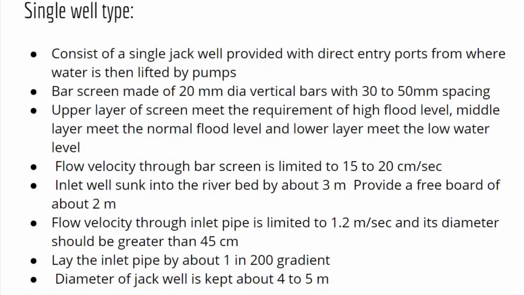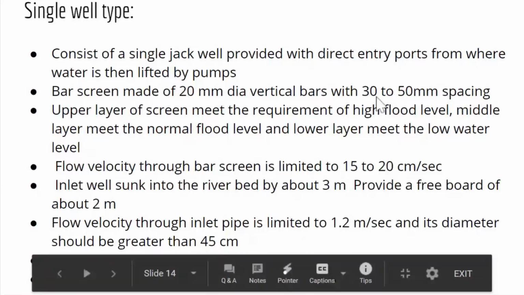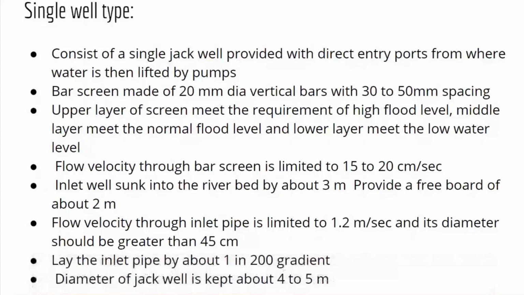Next, we will move on to the single well type. It consists of a single jack well provided with direct entry ports from where water is then lifted by pumps. Bar screens are made of 20 mm dia vertical bars with a 30 to 50 mm spacing. The upper layer of screen meets the requirement of high flood level. The middle layer meets the normal flood level, and the lower level meets the lower water level. Flow velocity through the bar screen is limited to 15 to 20 centimeter per second.